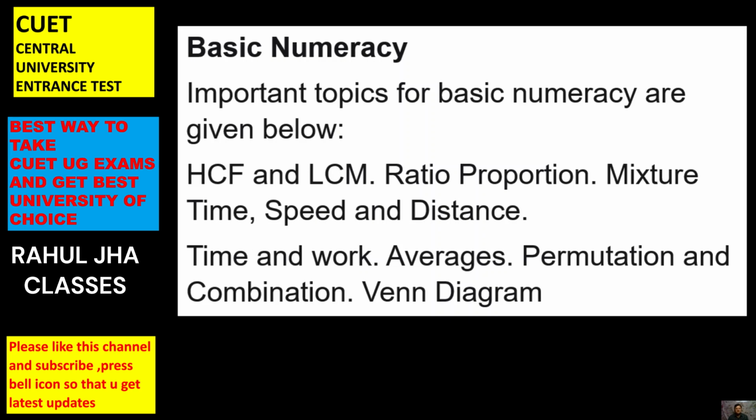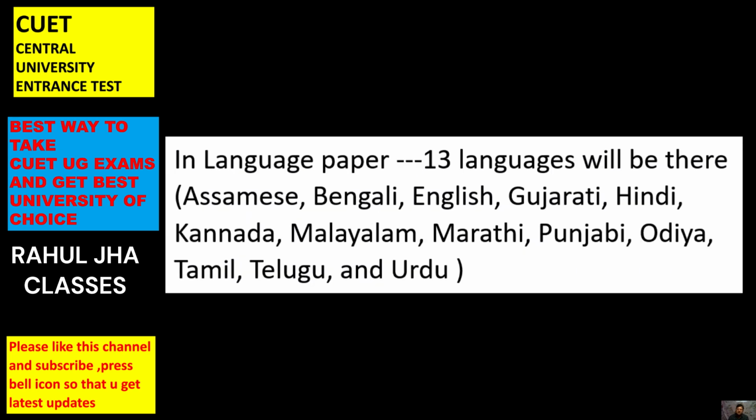Now basic numeracy. Important topics for basic numeracy are as follows: HCF, LCM, ratio, proportion, mixture and time and speed and distance, time and work, averages, permutation and combination, Venn diagram. In the language paper, 13 languages will be there: Assamese, Bengali, English, Gujarati, Hindi, Kannada, Malayalam, Marathi, Punjabi, Odia, Tamil, Telugu and Urdu.